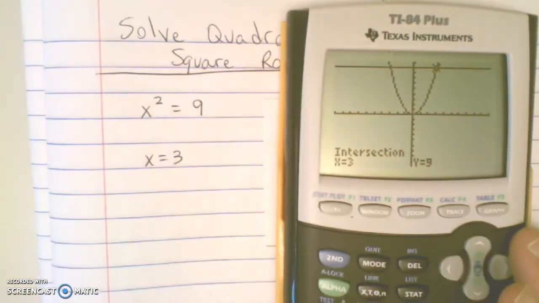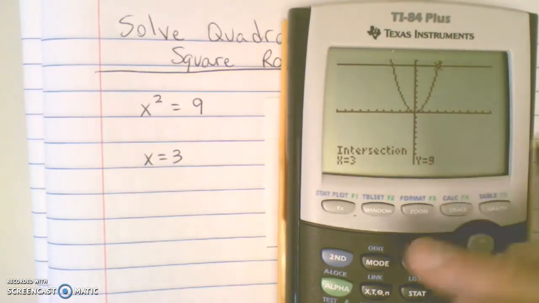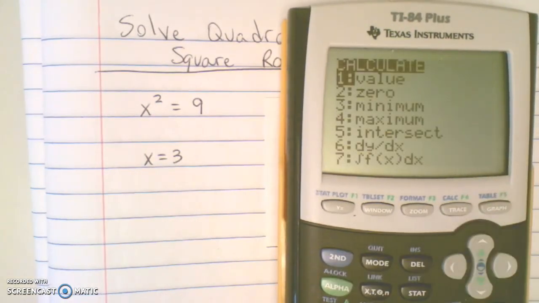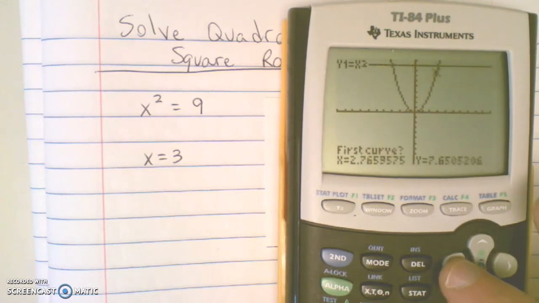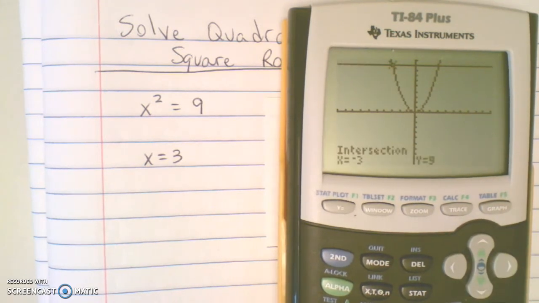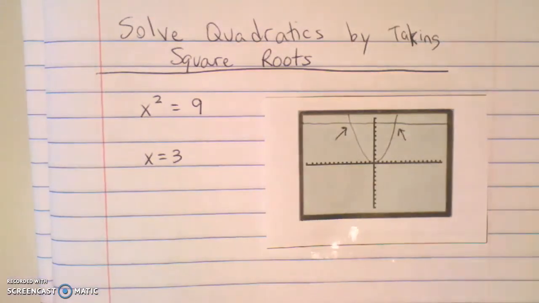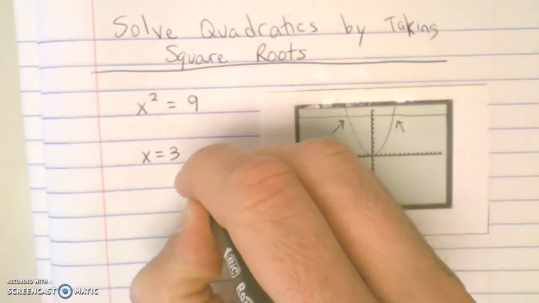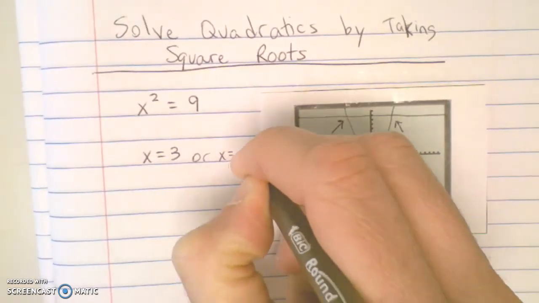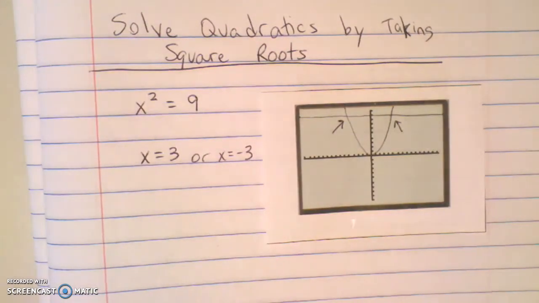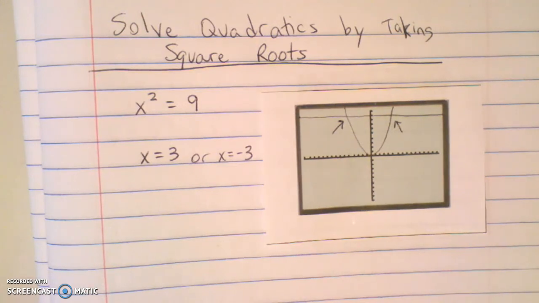Doing that again, we repeated the process because there was another intersection point, so we had second, trace, number 5, intersect. We moved over to the left, moved our little spider cursor, and pressed enter 3 times. So the other solution was x equals -3. That was solving by graphing. So that was a quick review of what we did last week.